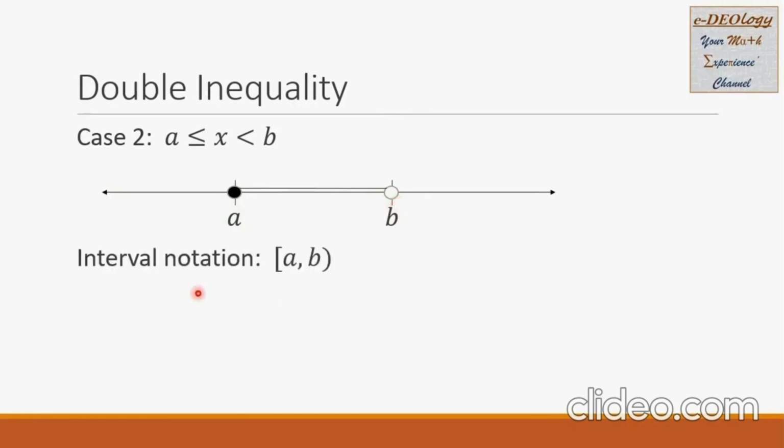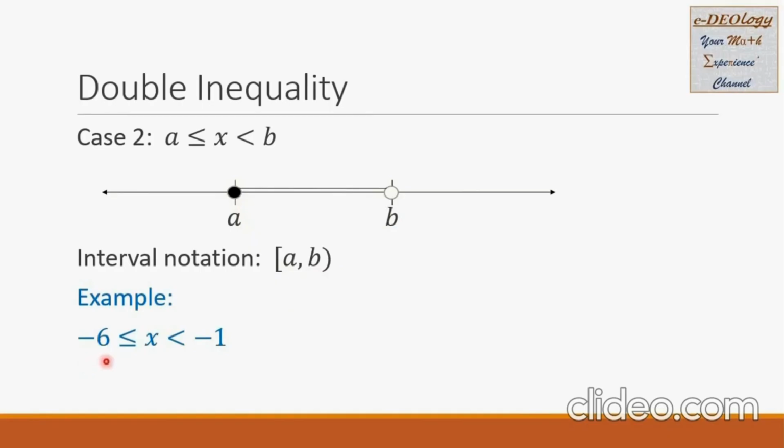For the interval notation, we write again the a and the b. For the a, we use the square bracket because a is part of the solution. And for the b, we put parentheses. That means b is not part of the solution.